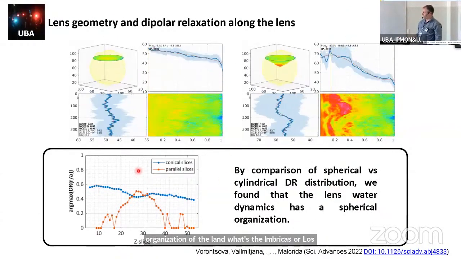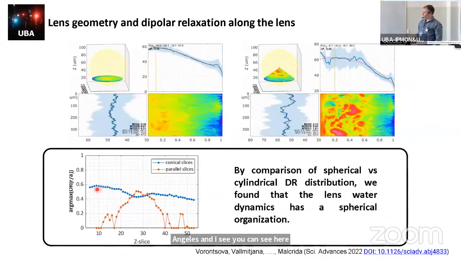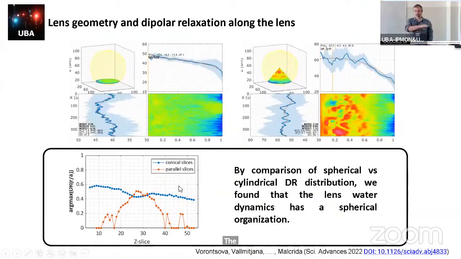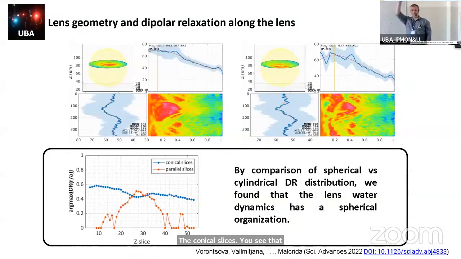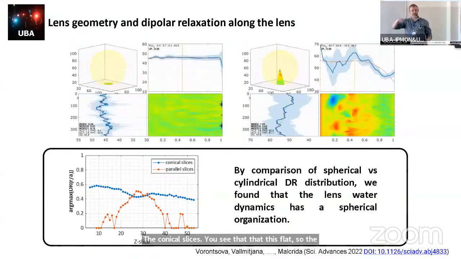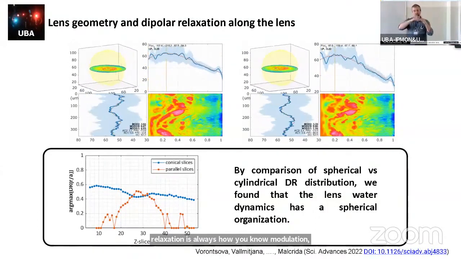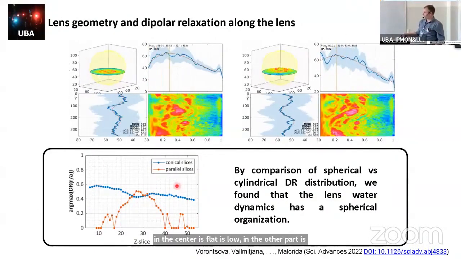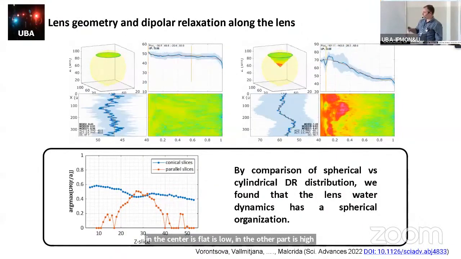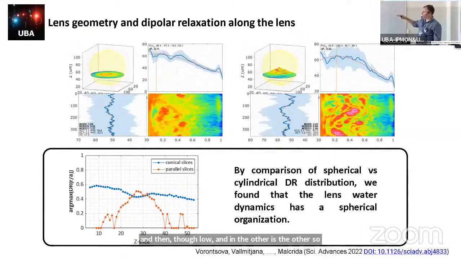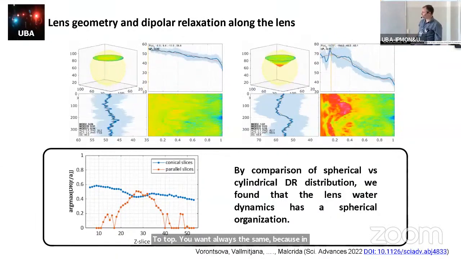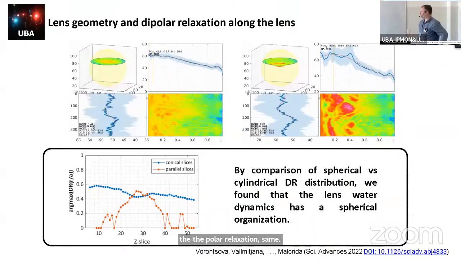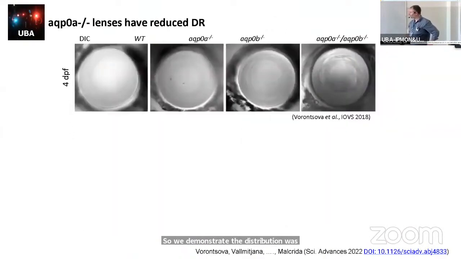And as you can see here, in the conical slices, this is flat. So the relaxation always has a modulation, because in the center it is flat, it is low, in the other part it is high and then low, and in the other it is the other way around. So when you go from bottom to top, you always get the same, because on average, the dipolar relaxation is the same. So we demonstrated the distribution was spherical rather than cylindrical.